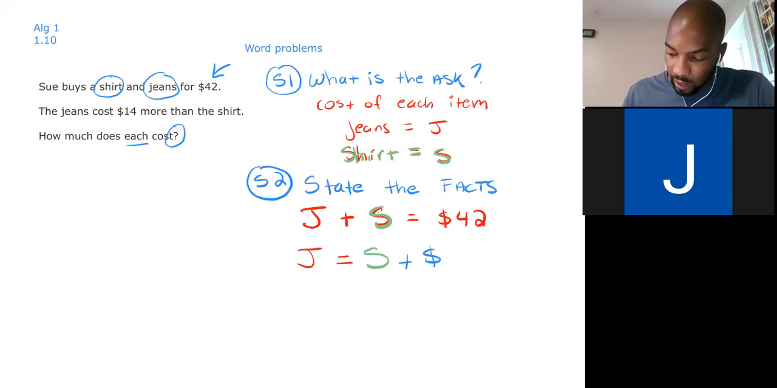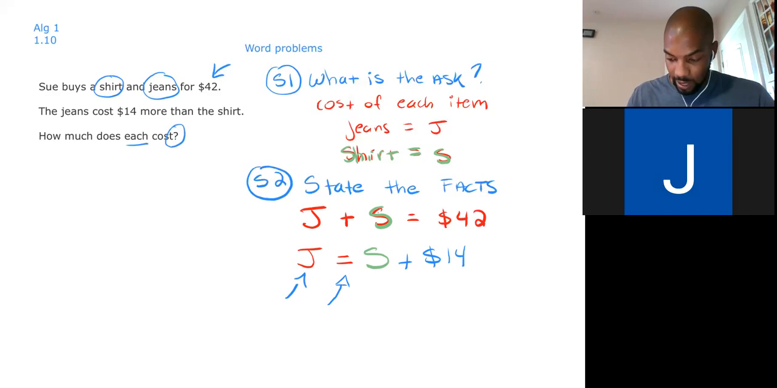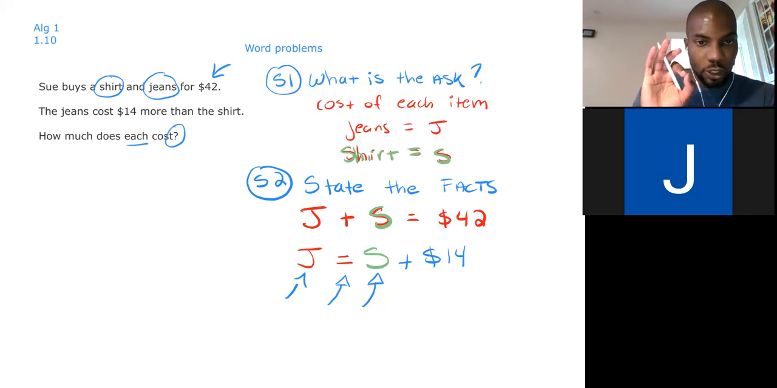plus $14. How did I know to create that equation? Well, I literally just spoke out the facts. The facts were that the jeans, which are J, cost more, and in this situation, the value is whatever the price of the shirt is. How does it say price in that sentence? Well, it just says cost $14 more. That's more of an English thing, right? You just need to know that cost $14 means the price of something is $14. Well, in this case, it's the jeans is whatever the price of the shirt is plus $14. So that's my last fact.